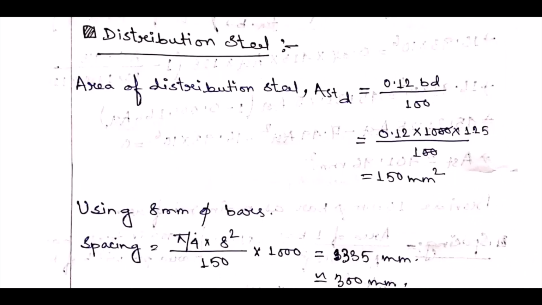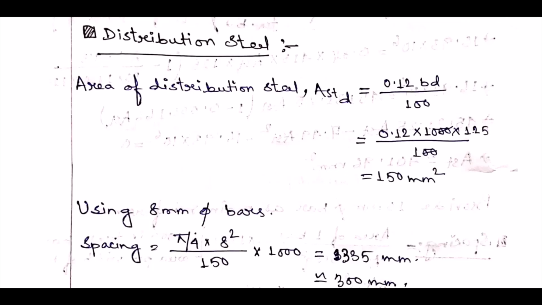So see here, as per clause number 26.5.2.1, area of distribution steel, which is denoted by Ast, is equal to 0.12 into BD by 100. That means 0.12% of cross-sectional area. So if we calculate 0.12 into 1000 into 125 by 100, that is equal to 150 mm². So this is the area of distribution steel for this case.